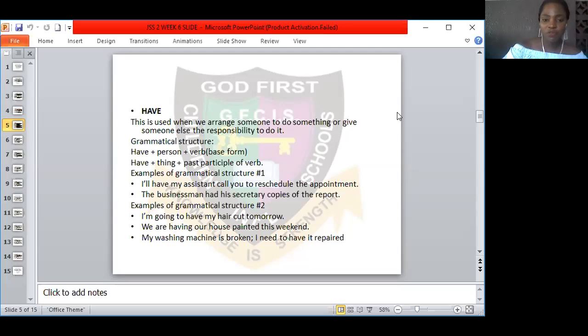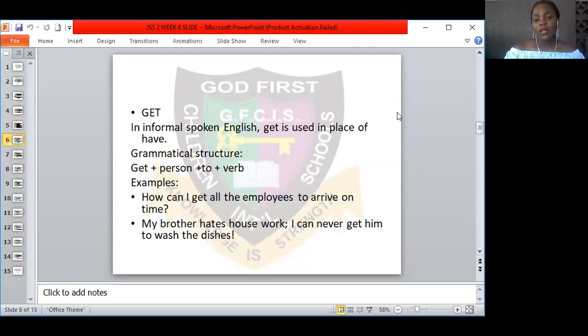I need to have it repaired. So, the last major causative verb that we have in English is get. In informal spoken English, get is used in place of have. Okay? So, have is the formal form, while get is the informal form of have.